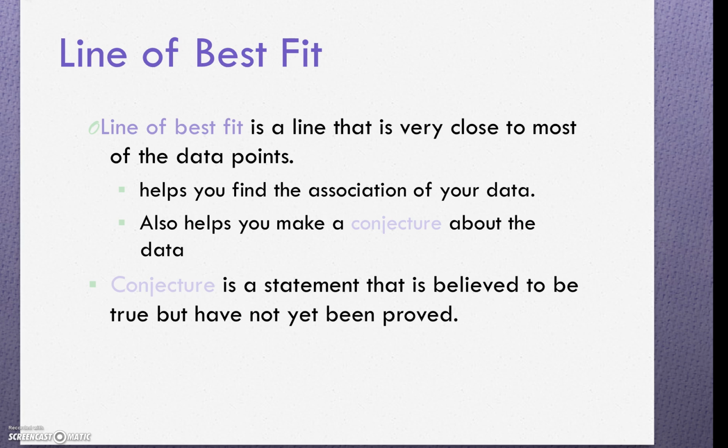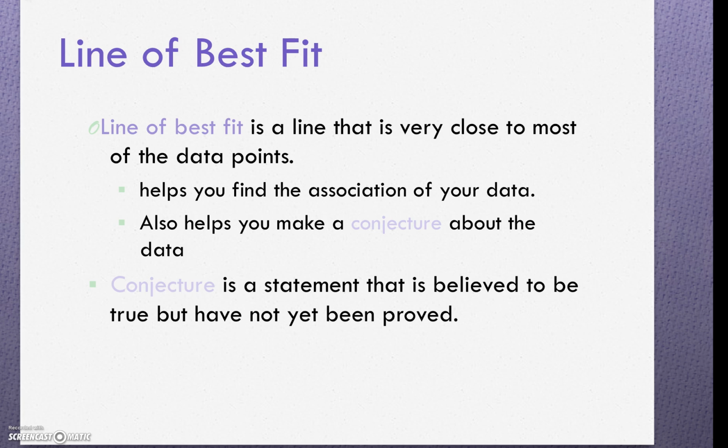Now we can figure this stuff out if you're having trouble interpreting your plots. You can use something called a line of best fit. The line of best fit is a line that is very close to most of the data points. If you want to figure out if it's linear, just look at the definitions and see how those can help you out. A line of best fit helps you find the association of your data, and it also helps you make a conjecture about the data.